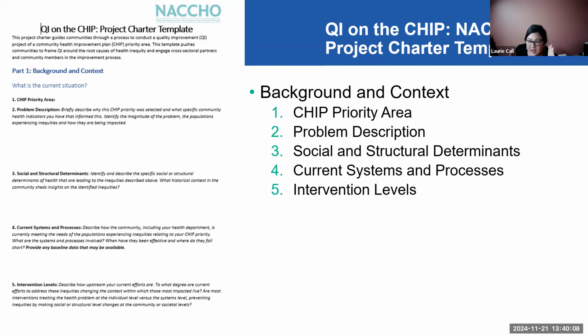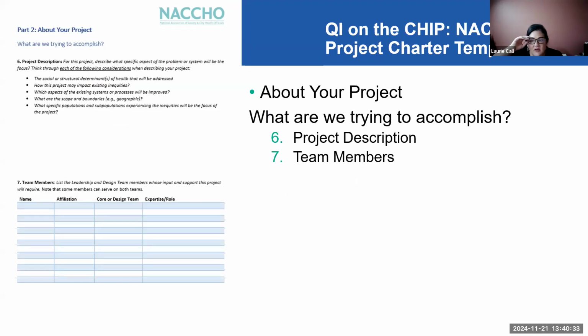They're going to list a few key data points that show this problem. They're describing the related social and structural determinants. They're describing the current systems and processes that contribute to that, and looking at the intervention levels. And then the next page, they're looking at what are we trying to accomplish. So the project description. We've had the problem description, and now the project description is what are we going to do about it? And who do we need on this team?